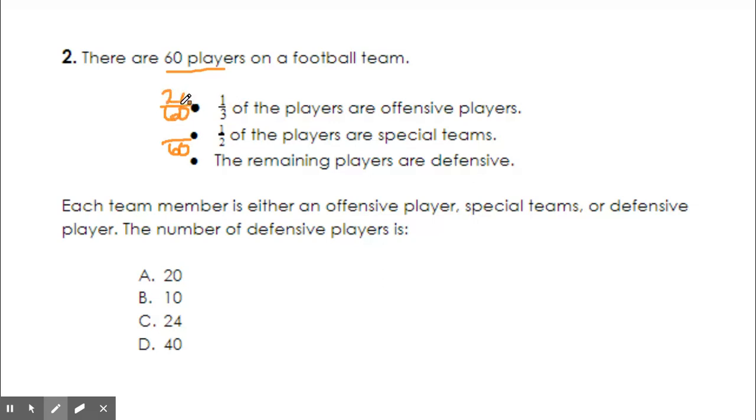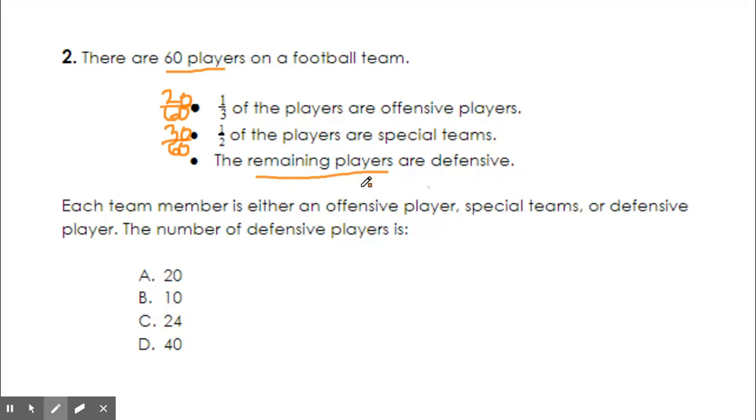Now, if I didn't know that, I could do the proportion way of 60 times 1, which is 60, divided by 3, and then I'd still get the answer 20. So I could do it this way too. 60 times 1 is 60, divided by 2, I get 30. So I'm setting up a proportion to find that missing top piece. Okay, now that I've done that, that means that there are 20 players that are offensive, 30 players that are special teams. The remaining are defensive.